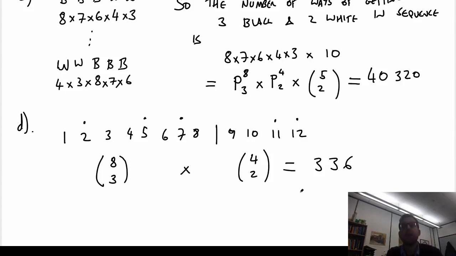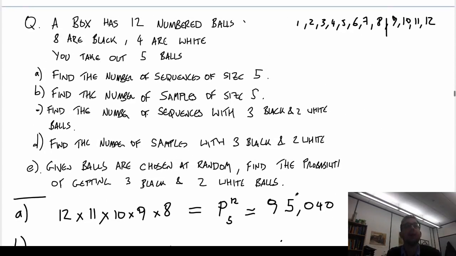Finally, which I didn't cover in class, I can ask the question, given balls are chosen at random, find the probability of getting 3 black balls and 2 white balls. Okay? So we've got a box that's got 12 balls in it, 8 are black, 4 are white, we take out 5, what's the probability that 3 of them are black and 2 of them white? Okay?